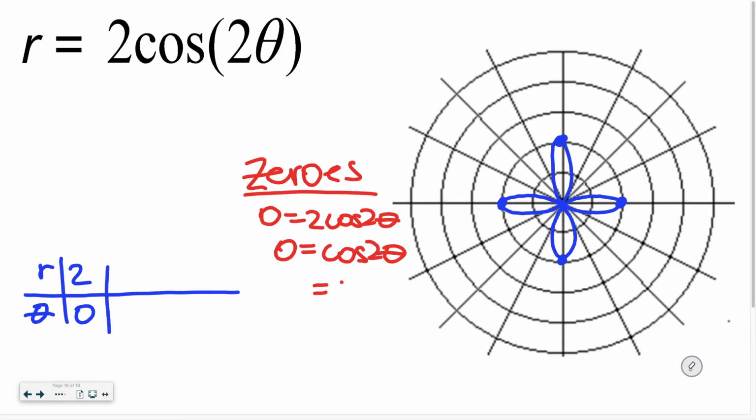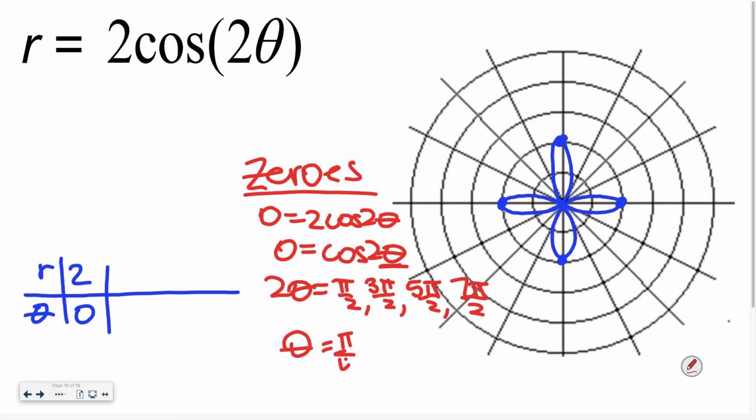You go ahead and keep that right there. Wait. pi over 2, 3 pi over 2, 5 pi over 2, 7 pi over 2. And that is what our angle, 2 theta, equals. So the 4 times that this curve goes through the pole: pi over 4, 3 pi over 4, 5 pi over 4, 7 pi over 4.